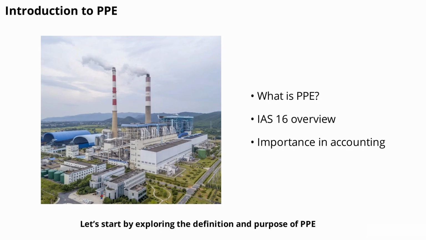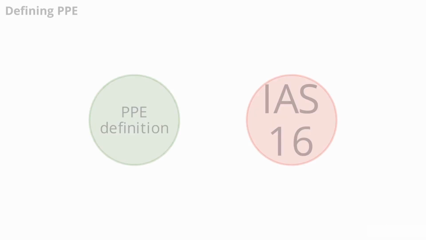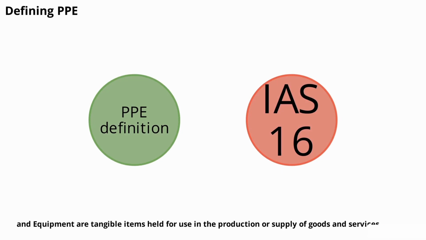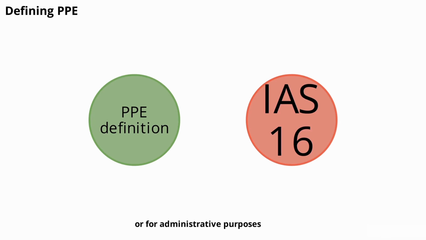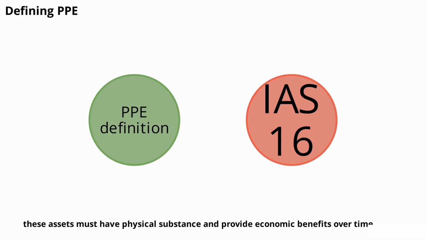Let's start by exploring the definition and purpose of PPE, setting the foundation for everything that follows in this chapter. Property, plant, and equipment are tangible items held for use in the production or supply of goods and services, for rental to others, or for administrative purposes, and are expected to be used for more than one period. According to IAS16, these assets must have physical substance and provide economic benefits over time.